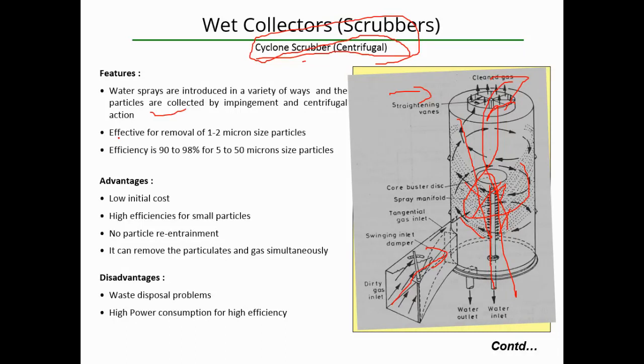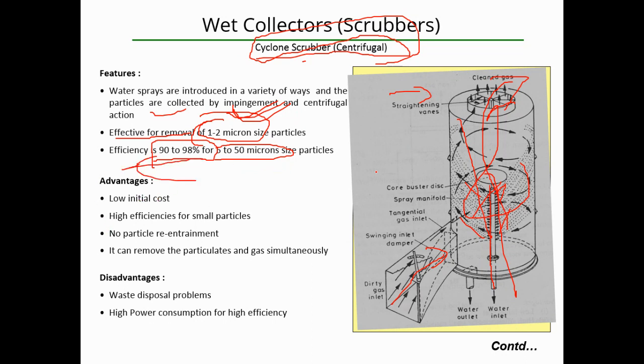So here the effective removal is 1 to 2 micron. This size matters. What is the size of effective removal? In the bag filter it is 10 micron down to 0.02 micron. In ESP it is up to 0.01 micron. But what is the size for the cyclone scrubber? That is 1 to 2 micron. And what is the efficiency? 90 to 98% efficiency for 5 to 50 microns. If the size is below 5 microns, then the efficiency may drop.